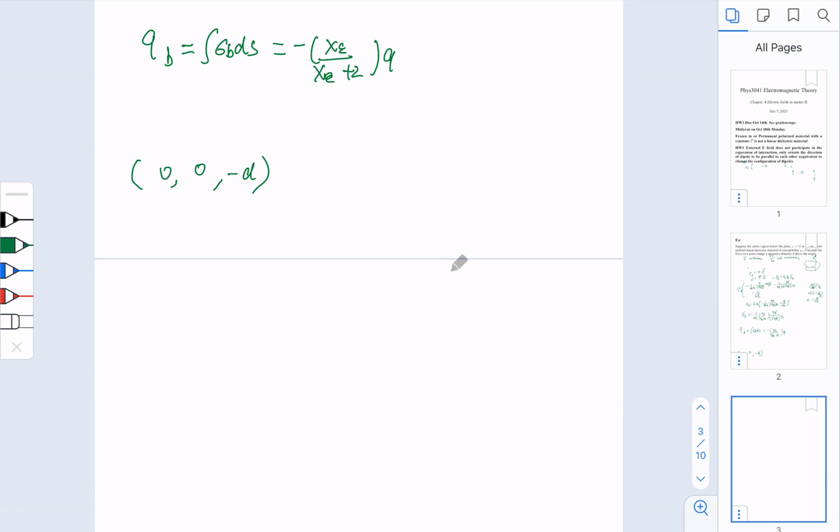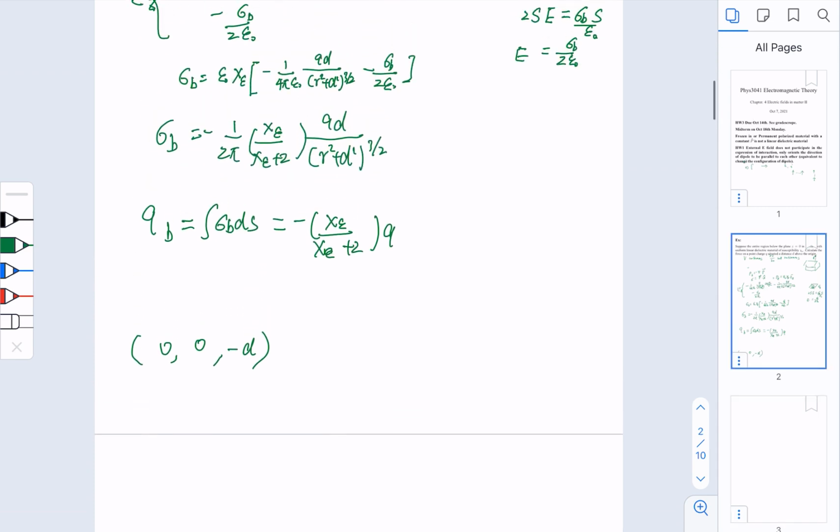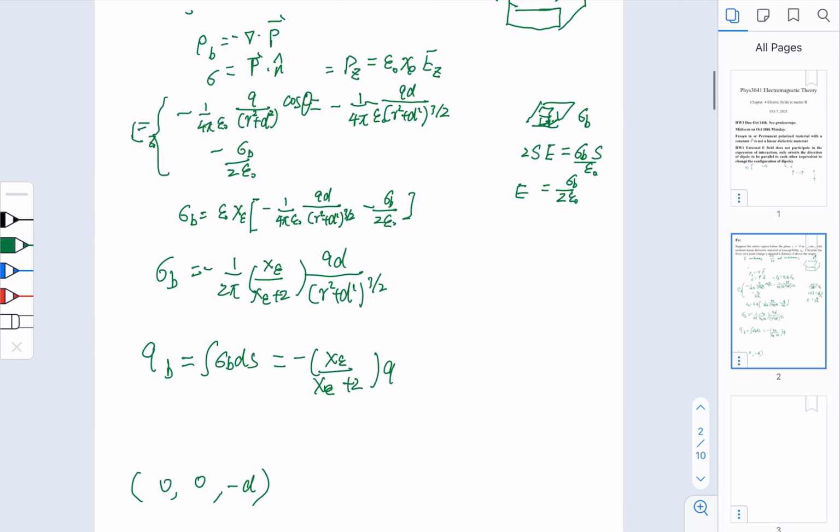For the first appearance of sigma b, here, the first equation we have sigma b. How does that come from? Which one? This expression? No, this one. Here. Okay. So I simply use this one, right?